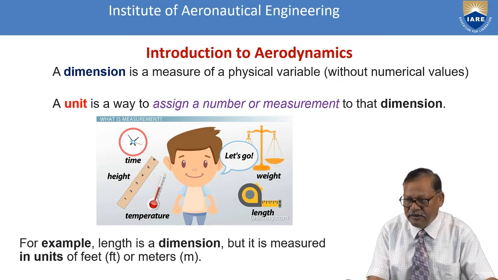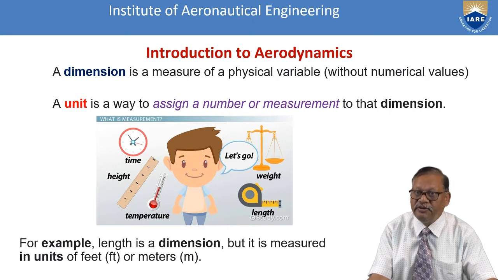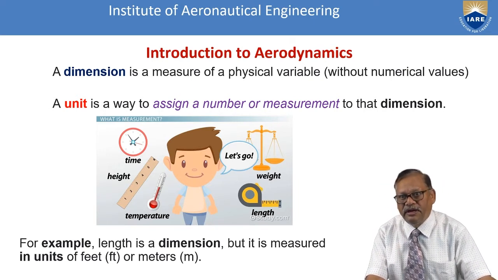In the same way, if we look at a measuring tape or a measuring scale, somebody will say this room length is 10, which means a unit is required. 10 what? 10 meters or 10 feet. So meter and feet are the units. A unit is the way to assign a number to a dimension. When we assign a number to a measurement, like 10 feet, then we can call it the unit.